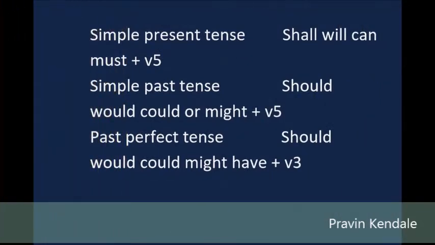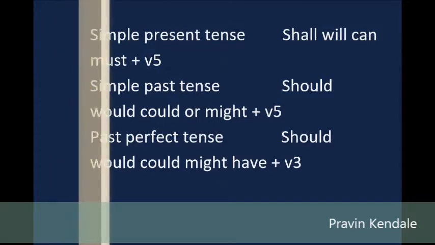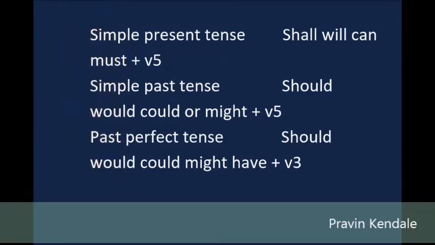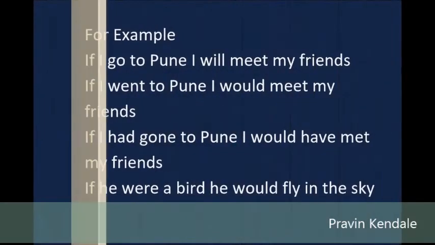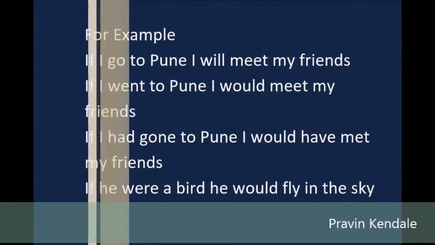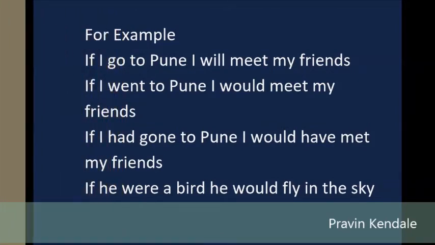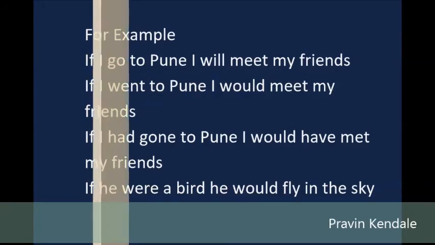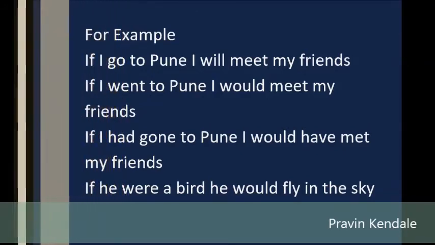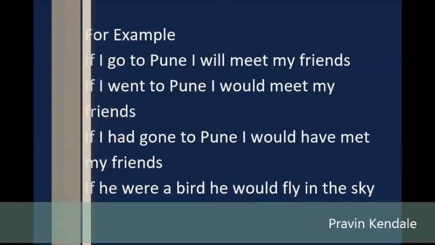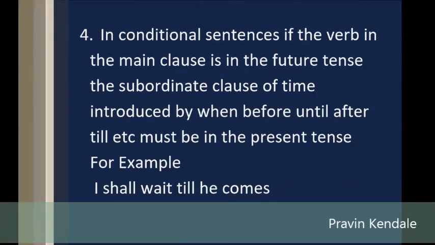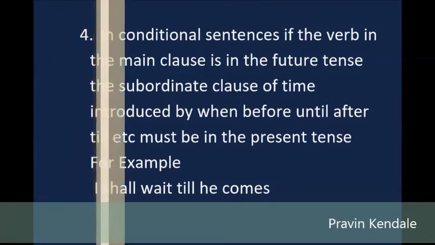3. Tenses in if clause and main clause. If clause, main clause. Simple present tense: shall, will, can, must and V1. Simple past tense: should, would, could or might and V1. Past perfect tense: should, would, could, might have plus V3. For example, if I go to Pune I will meet my friends. If I went to Pune I would meet my friends. If I had gone to Pune I would have met my friends. If he were a bird he would fly in the sky.